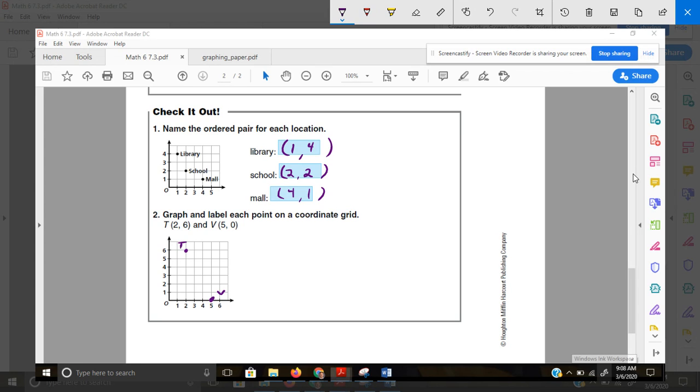Let me know if you have questions on any of those. But again, there's an introduction to ordered pairs and using the coordinate grid.